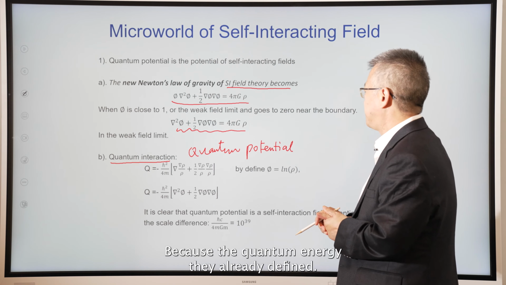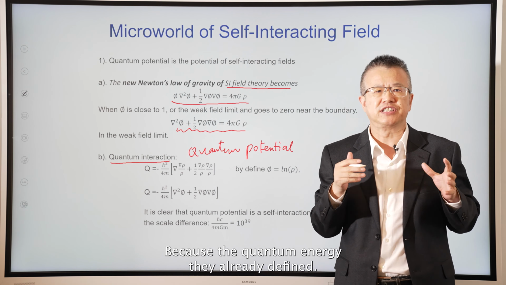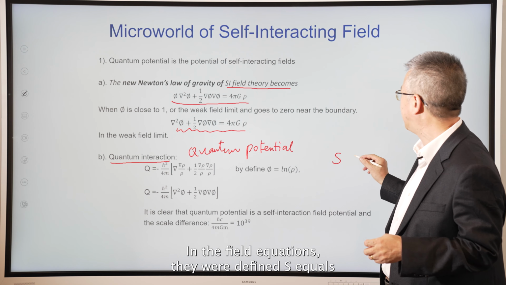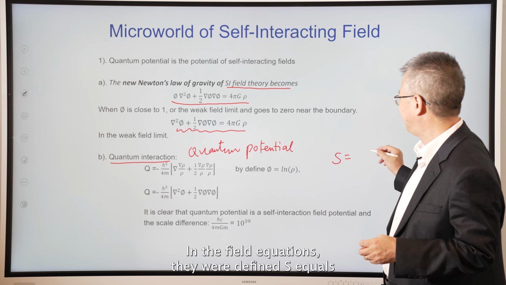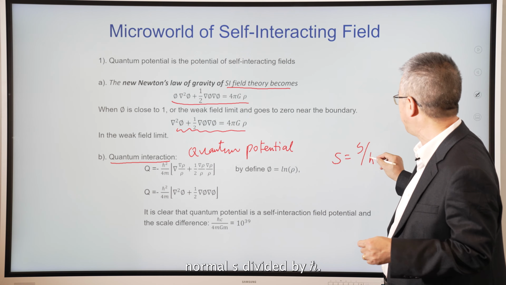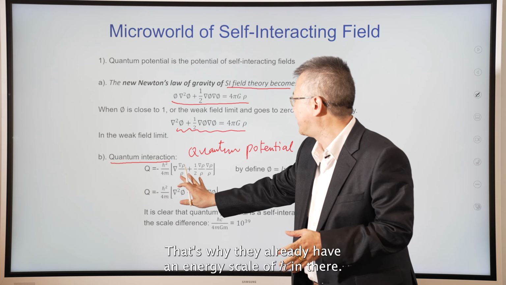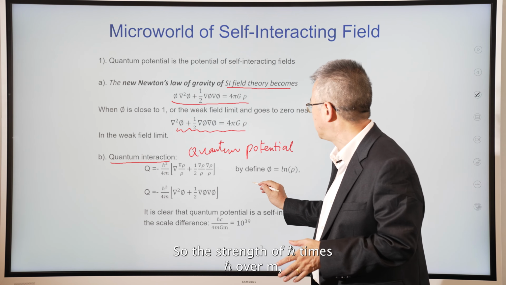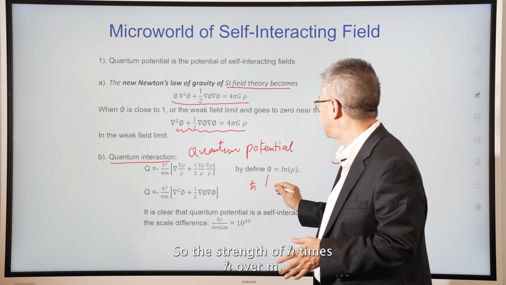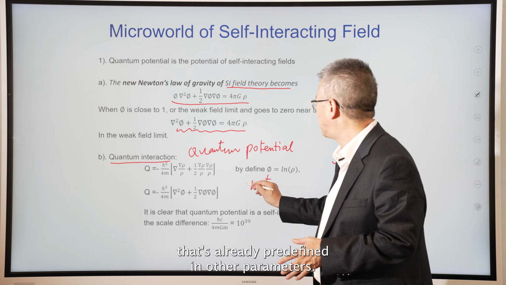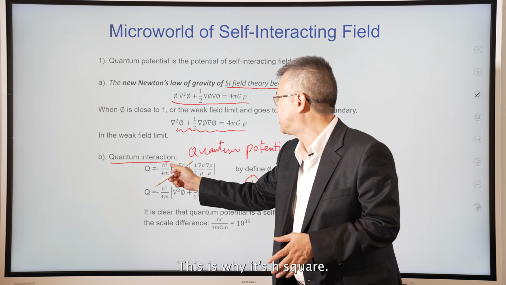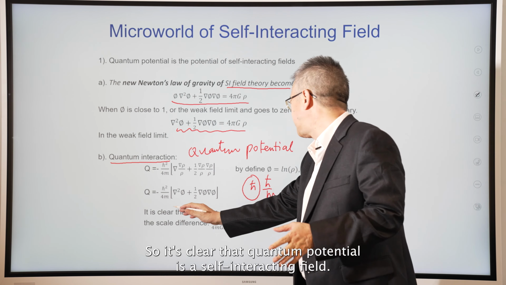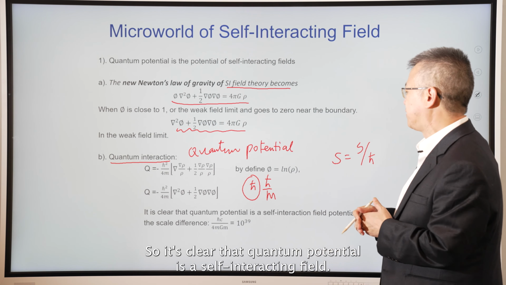it's like that. Because the quantum energy is already defined in the field equation, they already defined S equals S divided by h bar. That's why they already have an energy scale of h bar in there. So the strength will be h bar times h bar over m. That's already predefined in other parameters. This is why it's h squared. So it's clear that the quantum potential is a self-interacting field.